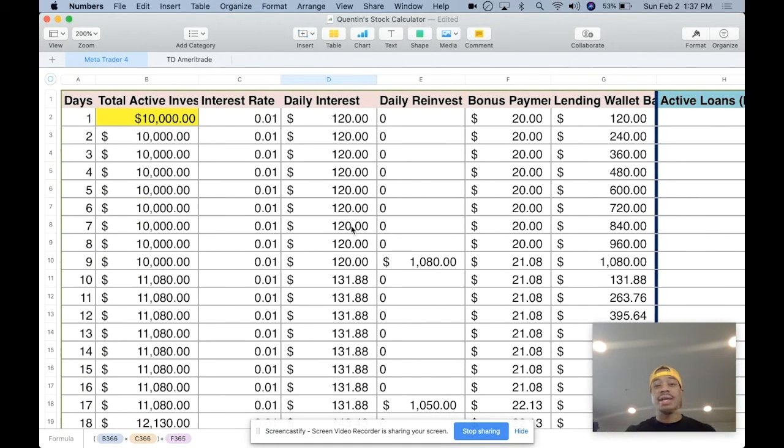What you're looking at is the eighth wonder of the world, compound interest. Your money is no longer adding, it's multiplying.